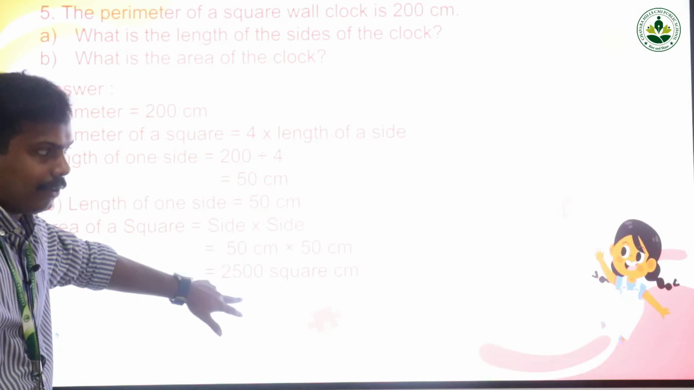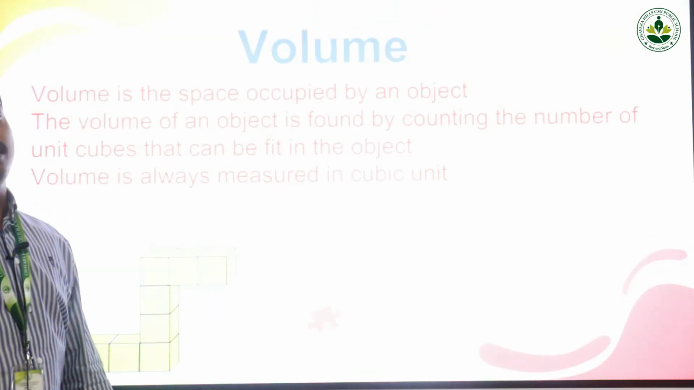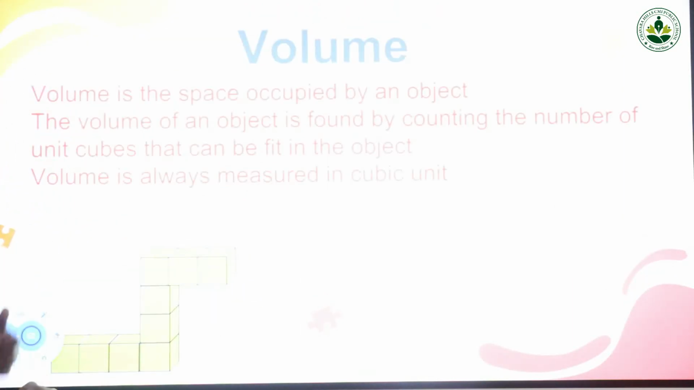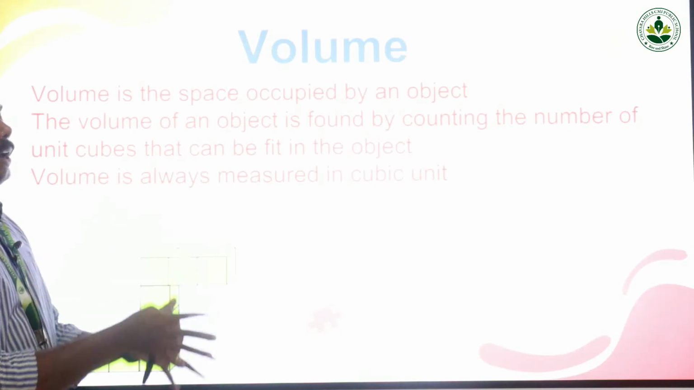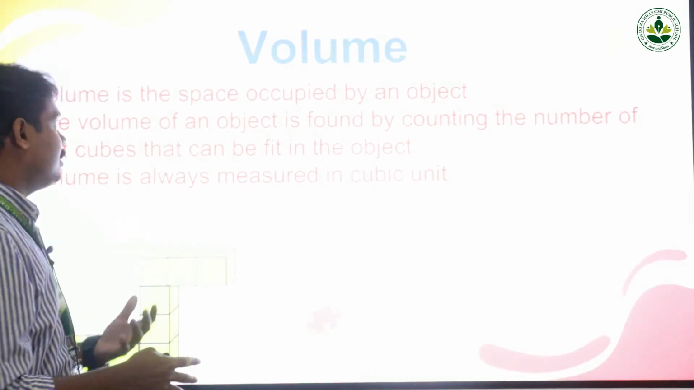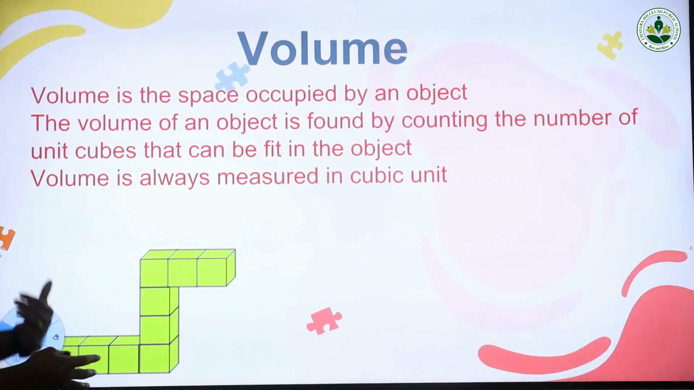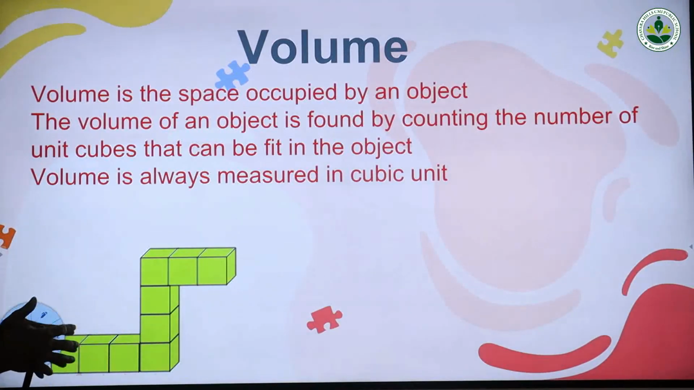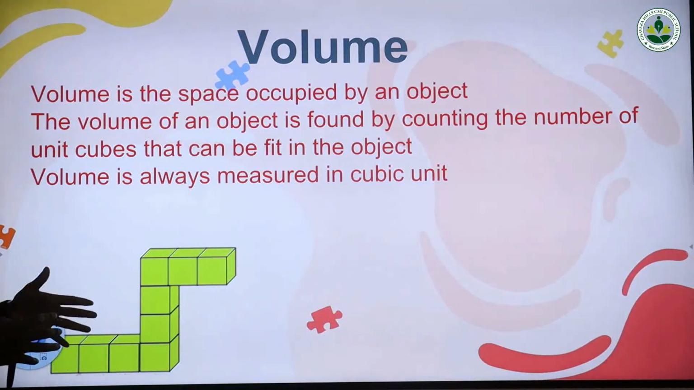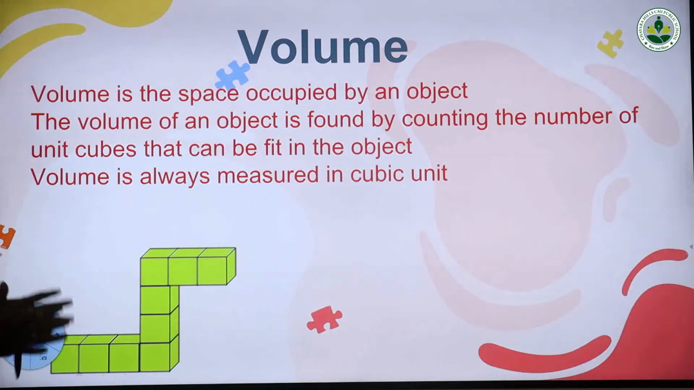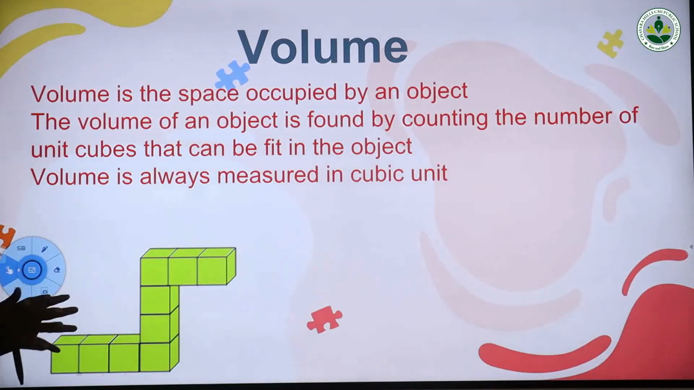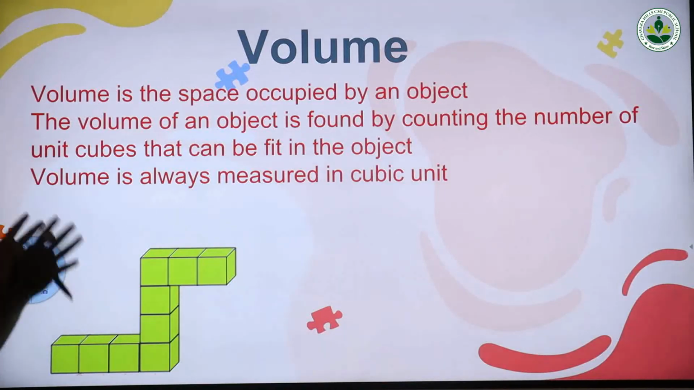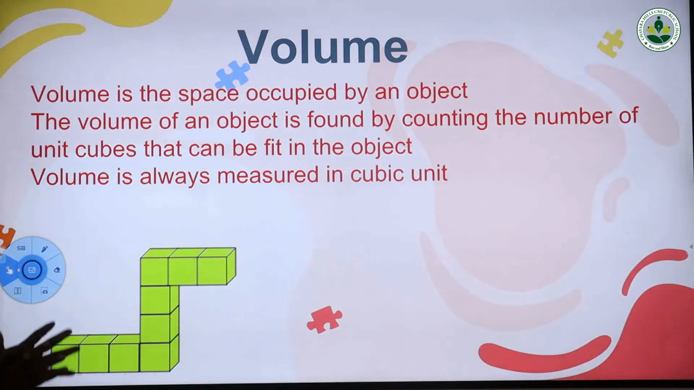Next one is volume. How will you find the volume? Volume is the space occupied by an object. The volume of an object is found by counting the number of unit cubes that can be fit in the object. For finding the volume, just count the number of cubes in that shape.